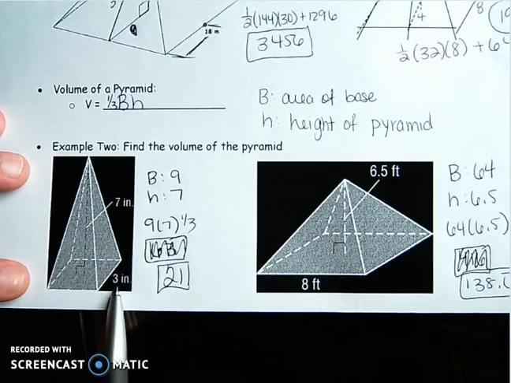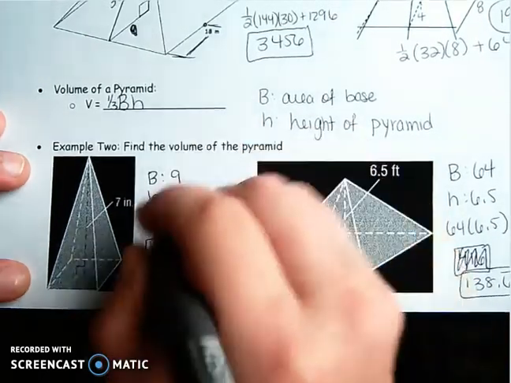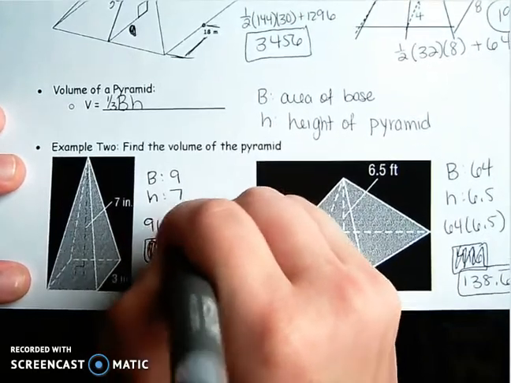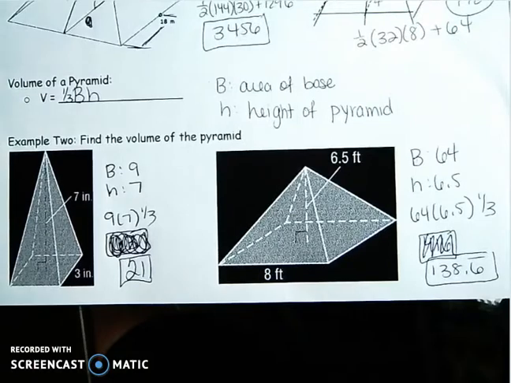The area of the base would be 9, because 3 times 3 is 9, times 7, and then you multiply it by a third. If you notice, I forgot the third in the very beginning of doing this one, so it's very easy to do, so be careful. In this case, 21 is our final answer.